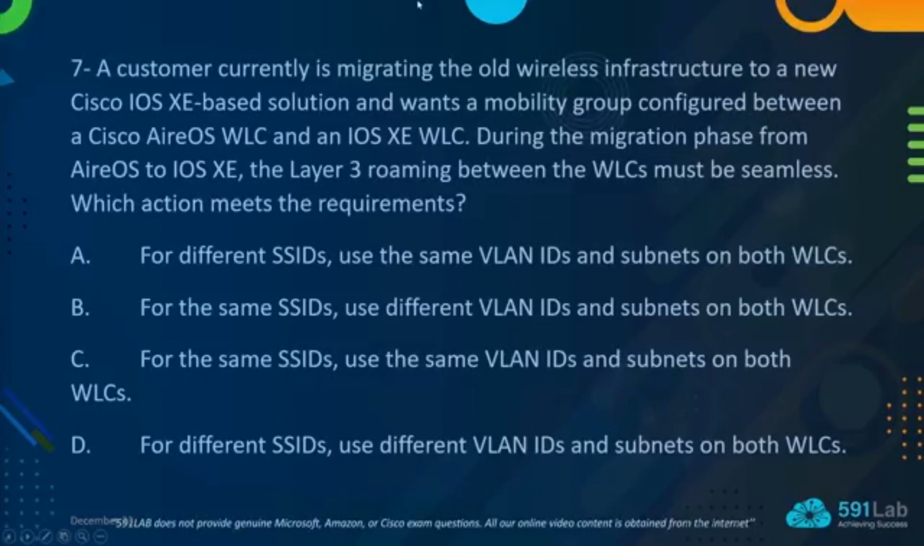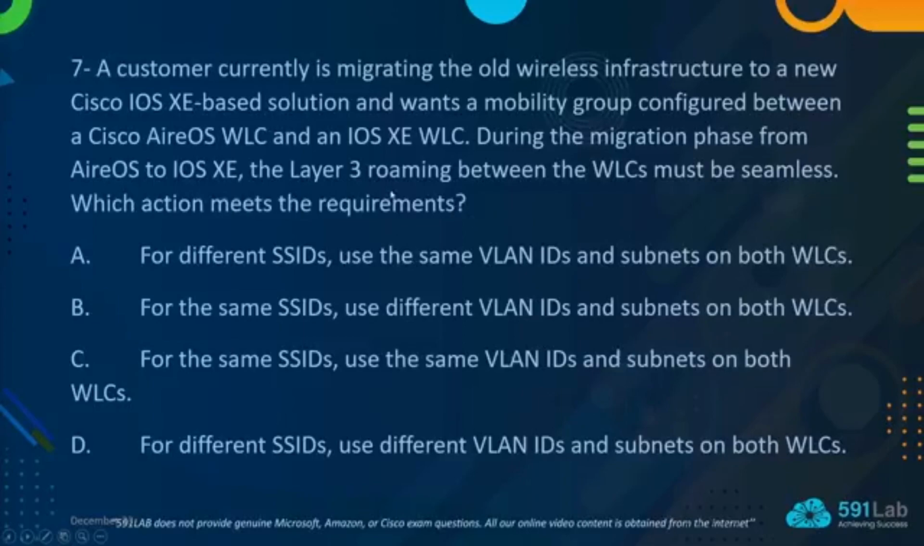A customer is currently migrating the old wireless infrastructure to a new IOS XE based solution and wants a mobility group configured between a Cisco AireOS WLC and an IOS XE WLC. So we have two controllers, an AireOS WLC and an IOS XE WLC. During this migration phase, the Layer 3 roaming between the WLCs must be seamless. The roaming between the multiple controllers must be seamless, which actually meets this requirement.